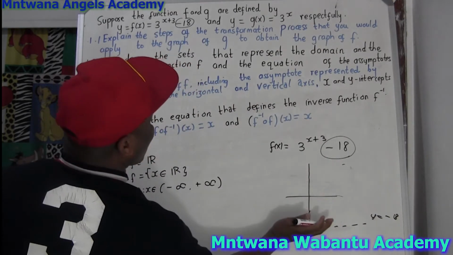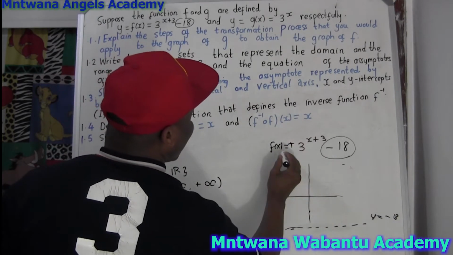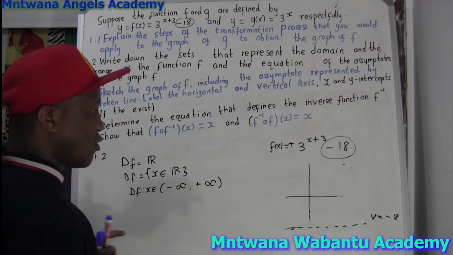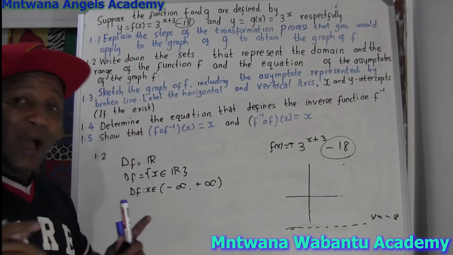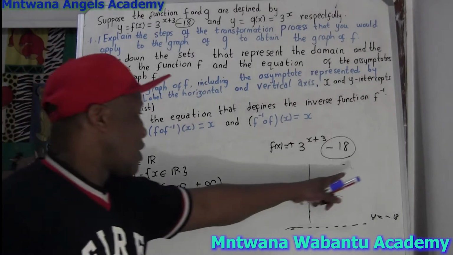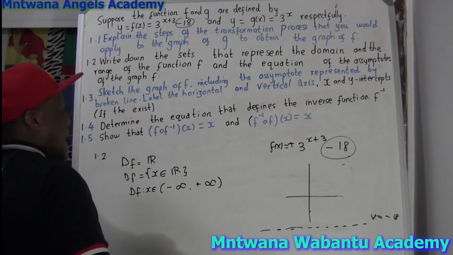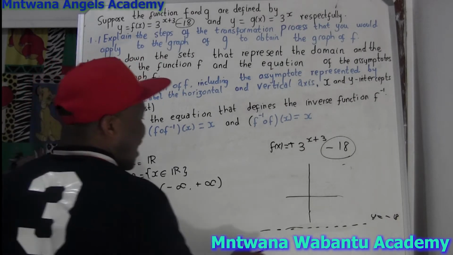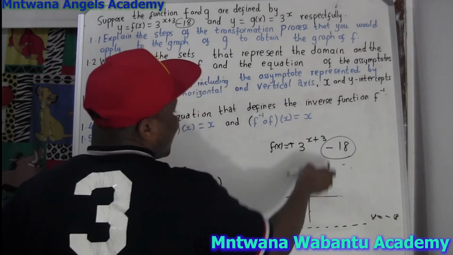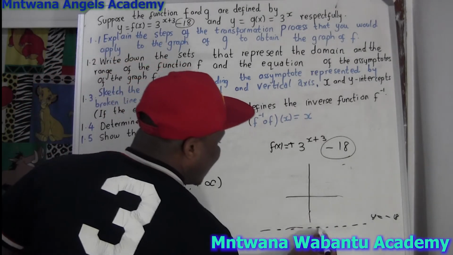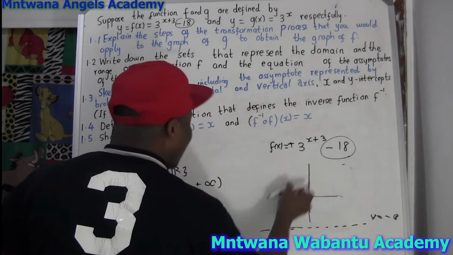But we know this graph is going to go up because it's positive. It's going to go either this way or this way, and I'll show you how it comes about. But it's never going to touch this asymptote. In other words, the range is all the values above it, because the range is the value of y, but it should not touch this asymptote.